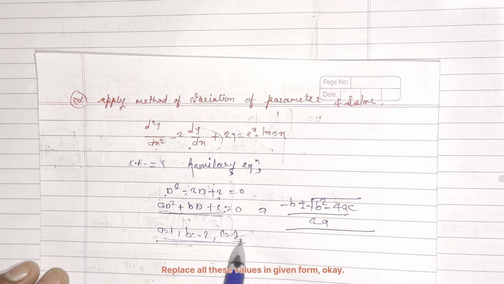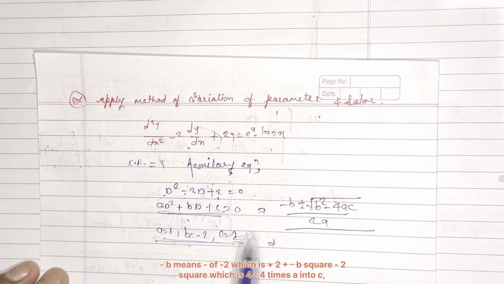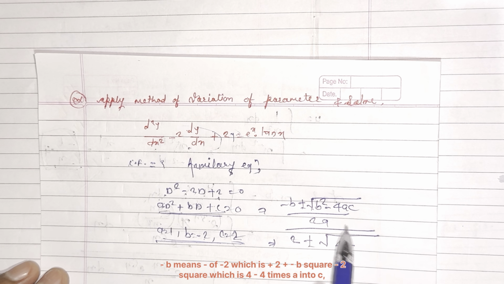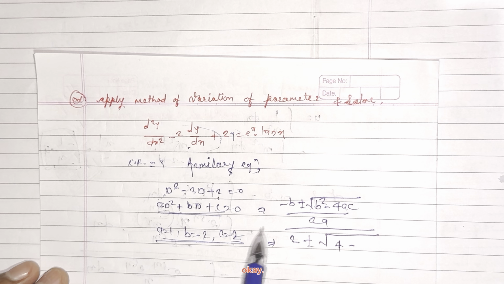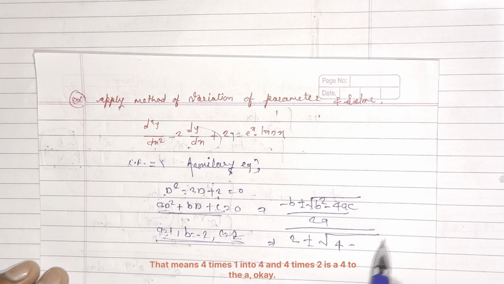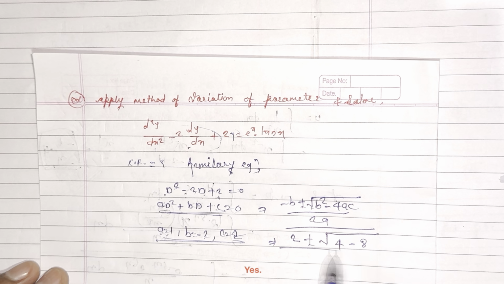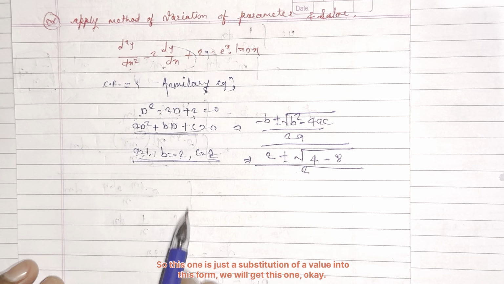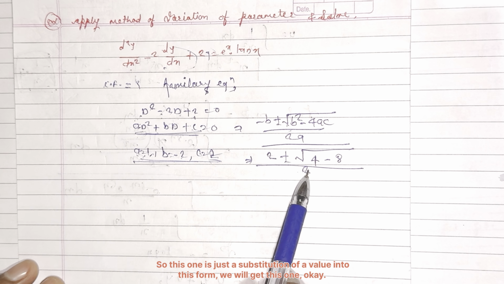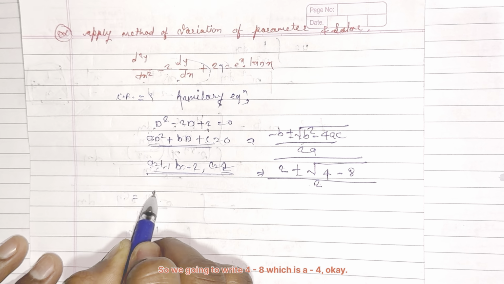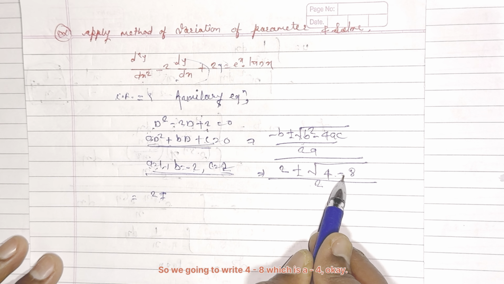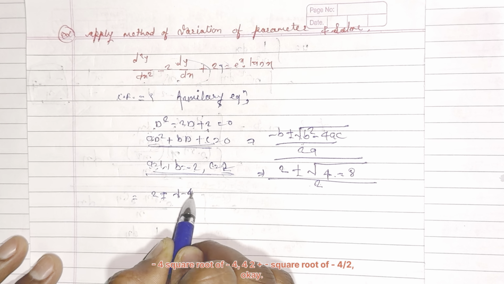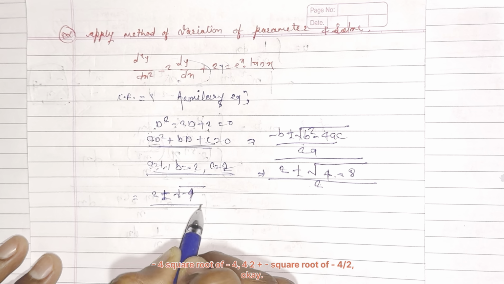Replace these values in the formula. Minus b means minus of minus 2, which is plus 2, plus minus square root of b square, minus 2 square, which is 4, minus 4 times a into c, that is 4 times 1 into 2, which is 8, upon 2 times 1, which is 2. So we get 4 minus 8, which is minus 4, so 2 plus minus square root of minus 4 by 2.